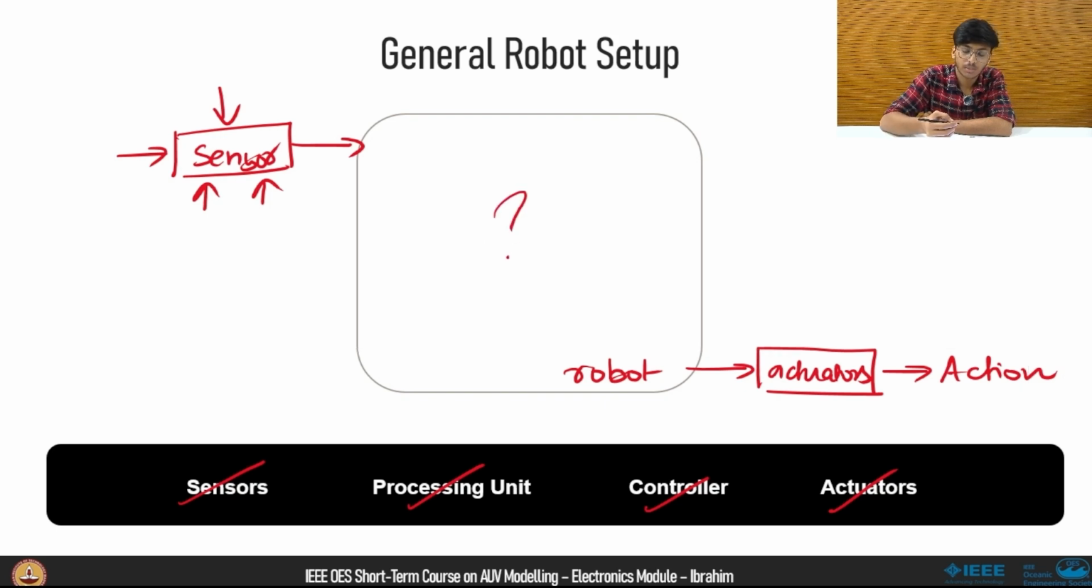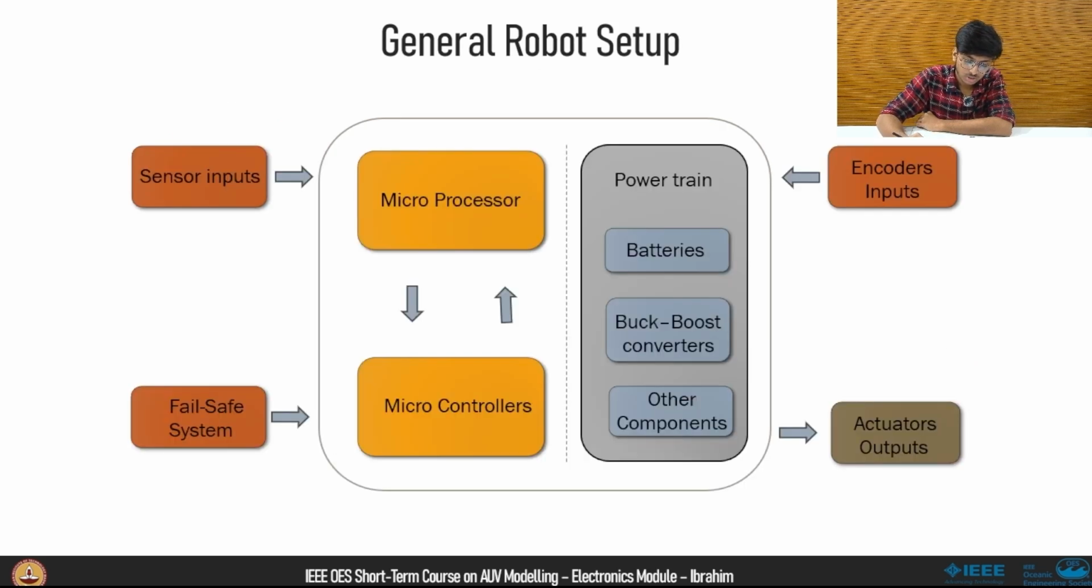Let's see what mainly comprises this part. So here you can see, apart from the sensor, there are two more inputs to the robot. They are fail-safe mechanisms and encoder inputs. Sensor inputs, as we thought, will perceive the environment and give the necessary sensor environmental information.